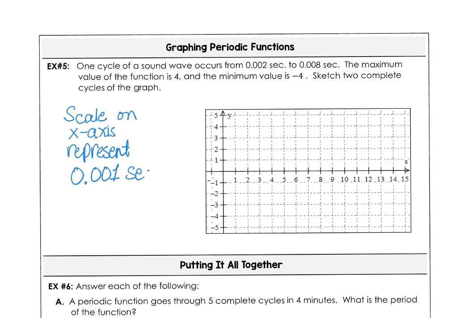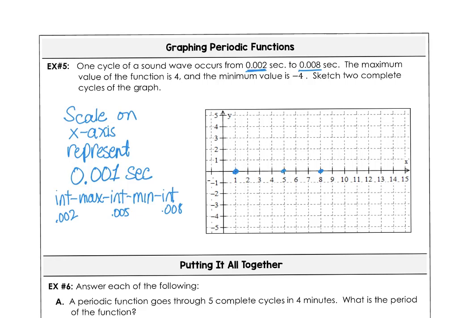0.001 of a second. And we want that pattern to repeat, and that pattern for the cycle was intercept, maximum, intercept, minimum, intercept. But we needed to start at 2,000th and stop at 8,000th. So we're going to start at 0.002 and stop at 0.008. They're going to be intercepts. In the middle, that would be at 5.